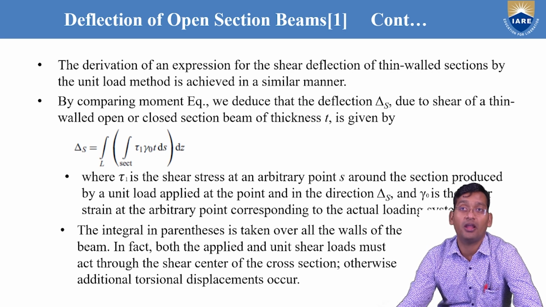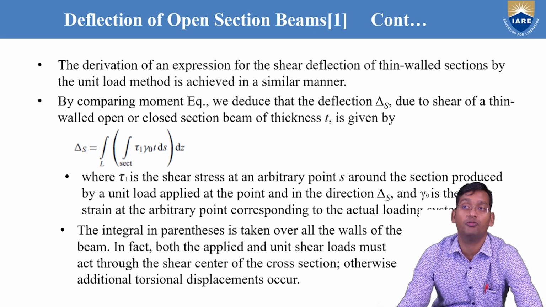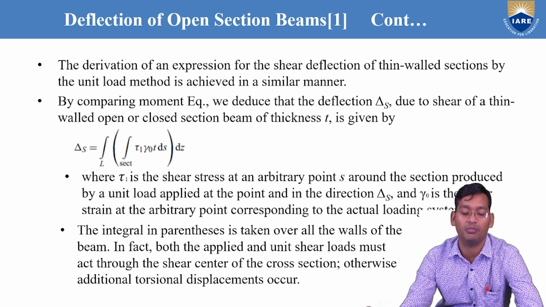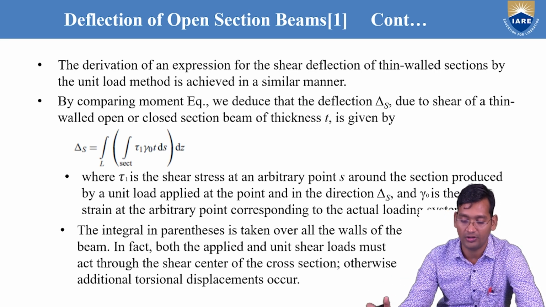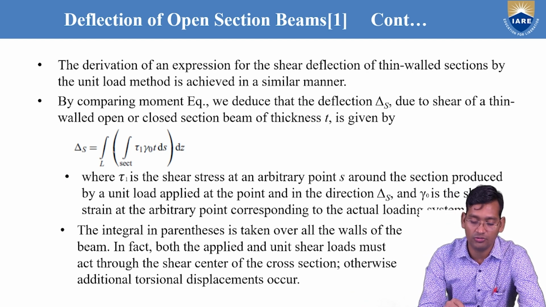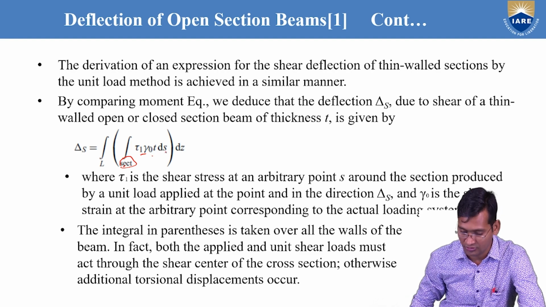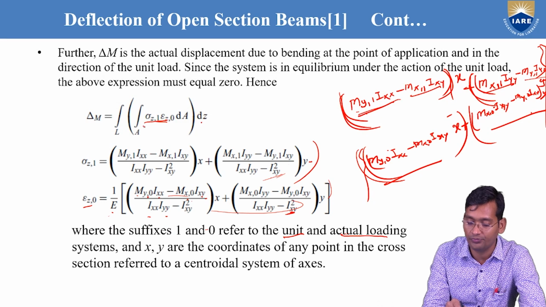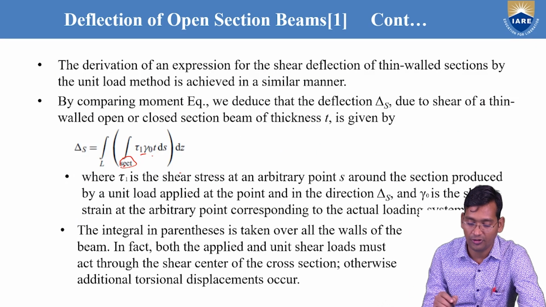So the derivation of an expression for the shear deflection of thin walled section by the unit load method is achieved in a similar manner. So in the similar manner we can find for the unit load method also. So there delta s will be equal to the integral over L, whatever section you will take, along that section, tau 1 gamma naught T ds. So see here, it's similar to that one, or what we have used here, right? So it's similar. Again, just put the values and simplify, you will get that one.